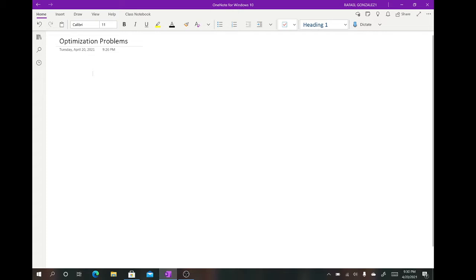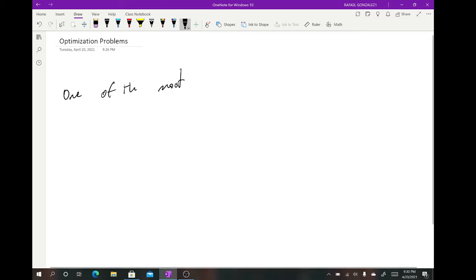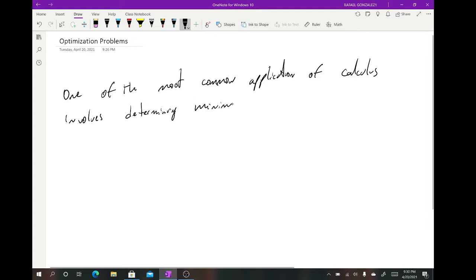Now, one of the most important applications of calculus, as I just mentioned, involves determining minimum and maximum values.